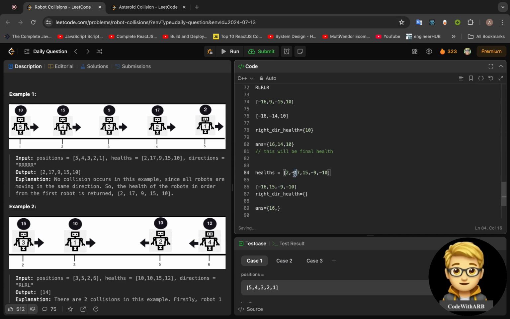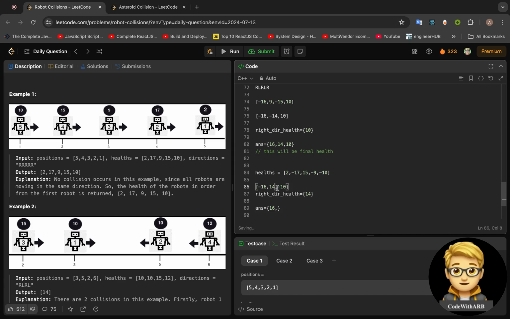Now when I move to 15, this is in the right direction. Then 15, and minus 9 is in the left direction. So this will check whether we have right direction health. Yes, we have, which means this will definitely collide with it. When this collides, this minus 9 will be removed. We just need to change this 15 to 14, because the health will be reduced. So this 15 collides with 9, and this gets removed, and this changes to 14.